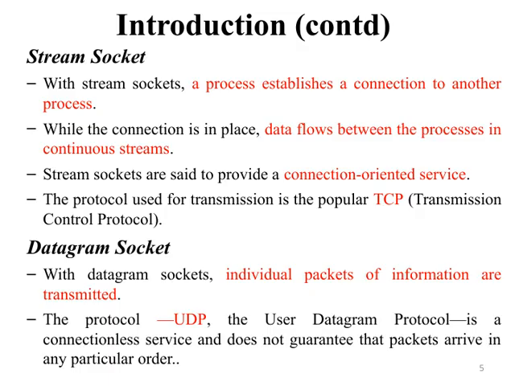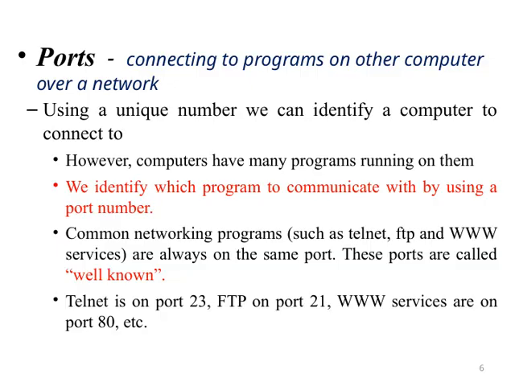Understanding these differences is crucial because it influences how we design network applications, aligning with the overall goal of efficient and reliable data communication. Let's talk about ports. Ports are the way we connect to specific programs on other computers over a network. Think of each port as a unique number that helps us identify exactly which program we want to communicate with. Since computers often run many programs at once, we need a way to specify the correct one, and that's where port numbers come into play.